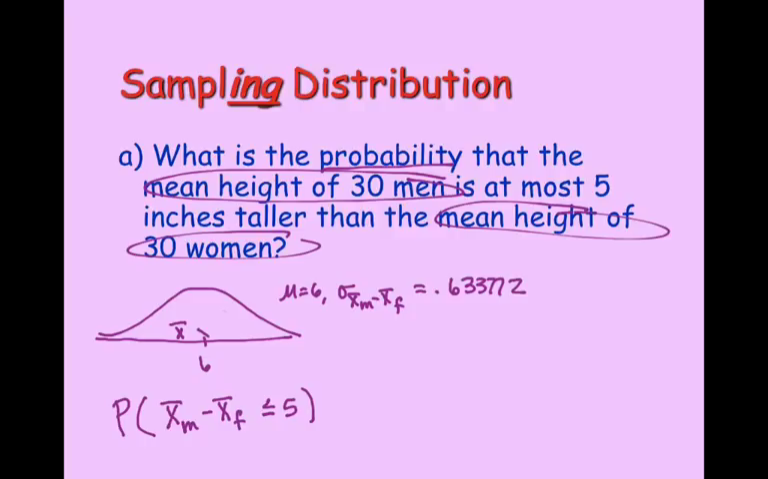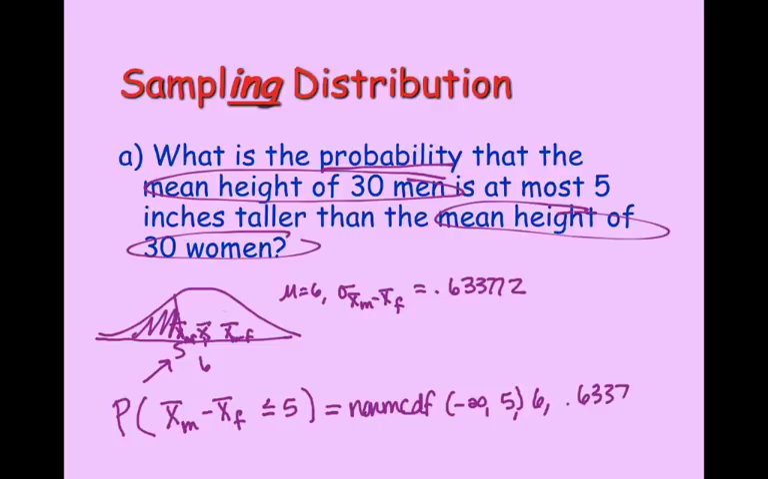So remember, this curve is now our sampling distribution of mean height differences. So each of these is a male minus female mean height. We're going to go normal CDF. We're looking for at most 5. So our lower bound is still negative infinity. Our upper bound is still the upper bound of our shaded region. Our mean is still 6, but now our standard deviation has changed because we're dealing with a sampling distribution of sample means. So when we calculate this answer, we get 0.0573, or we have a 5.73% chance of getting a difference in heights of at most 5 inches.